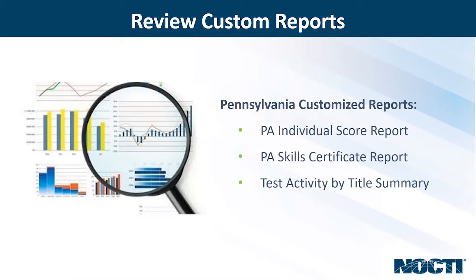The test activity by title summary provides test activity and skill level summary data for each title administered within the academic school year. So again, it's important to review all of this data among the various reports that are available to your site after testing. The NOCTI Standard Score Report Package, along with all of these custom reports, can be used to identify trends such as strengths or gap areas within your program that can be used towards program improvement.